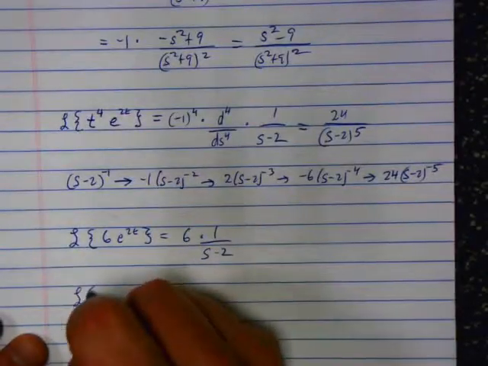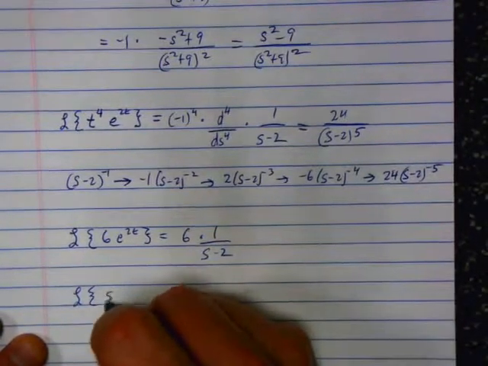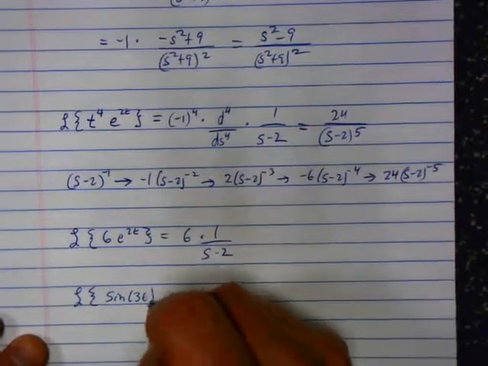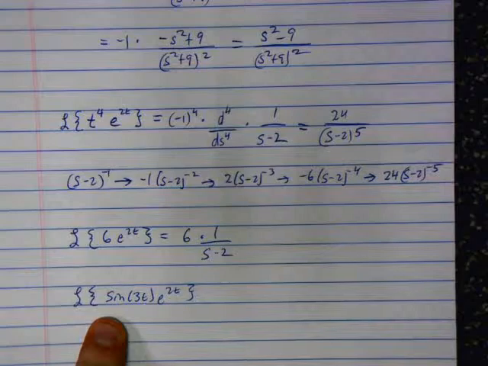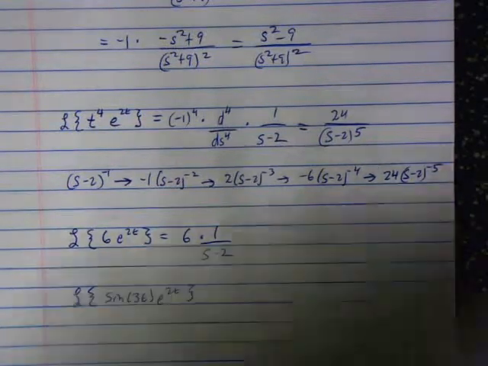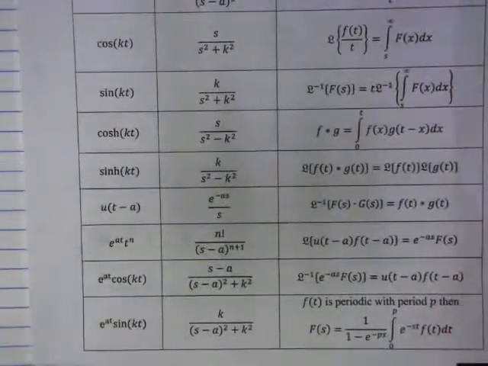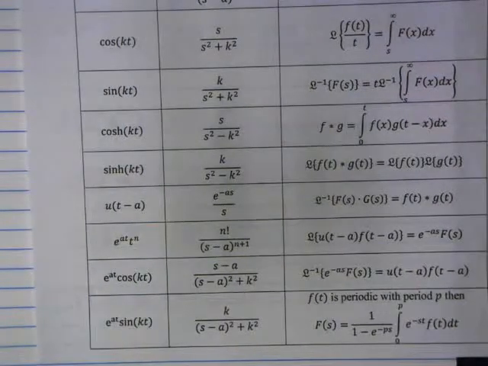So maybe you're thinking, what if I had the Laplace transform of sine 3t e to the 2t? So we don't have just a t to a power here? Well, I look on my magic chart of Laplace transforms, and I happen to find one that has an e and a sine in it. What if your magic chart doesn't have the right form in it? Then you're in trouble, probably. You're going to come up with something else.